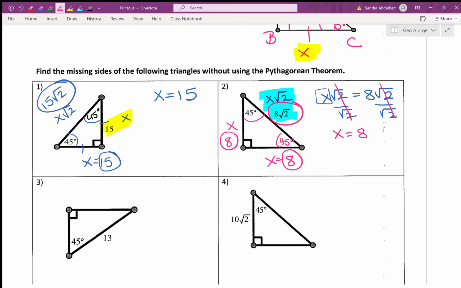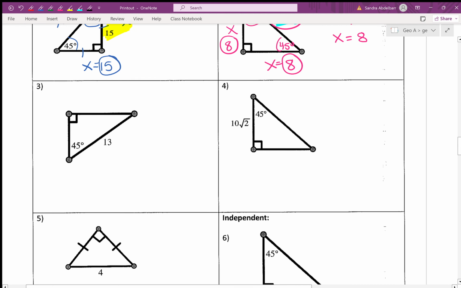All right, number 3. Again, we're dealing with a 45, 45, 90 triangle. Across from the 45s are x and x. Across from the 90 is x root 2. Can somebody set up the equation for me that I'm going to use to solve for x? What's the equation we're going to use to solve for x?